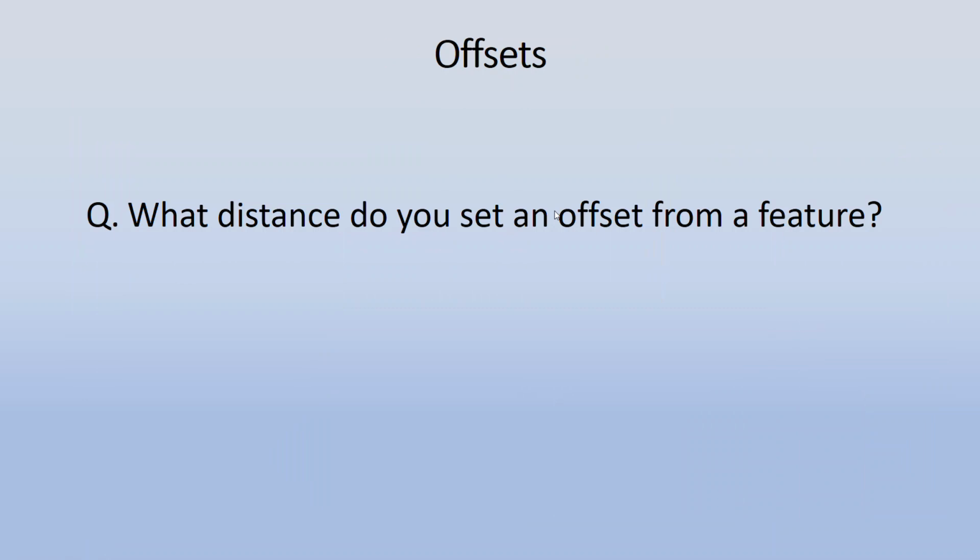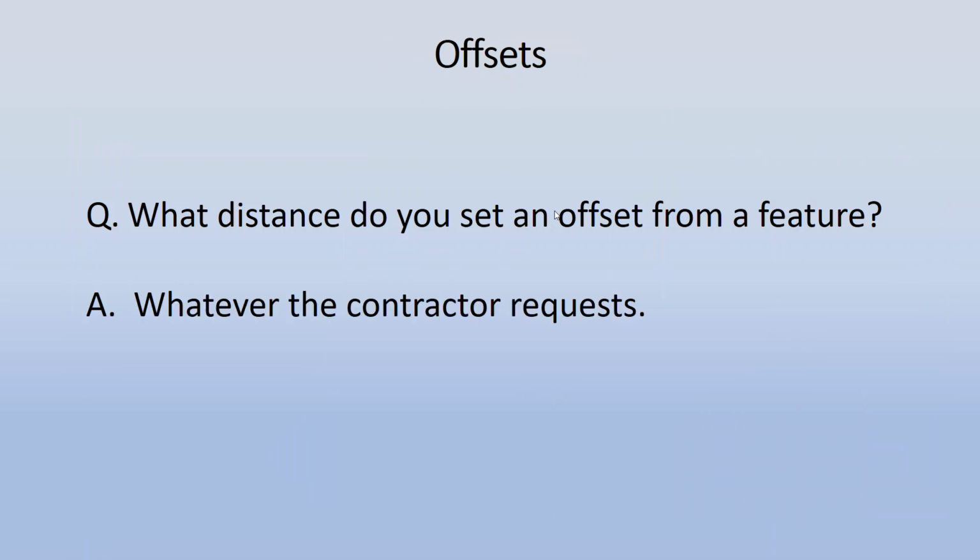So these offsets, what distance do you set an offset from a feature? This is kind of a trick question. It's whatever the contractor requests. When you're working out there on a construction site, especially as the construction surveyor providing these stakes, you're essentially working for the contractor. It doesn't matter what engineering company you're with, who your design engineer is. That day, that moment, when you're out there putting points in the ground, you have to provide the contractor what they need.